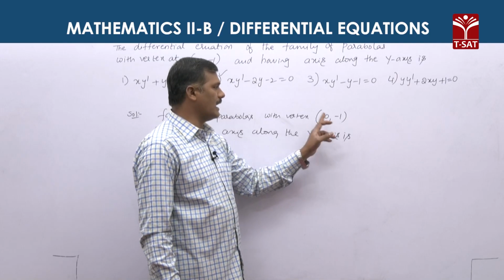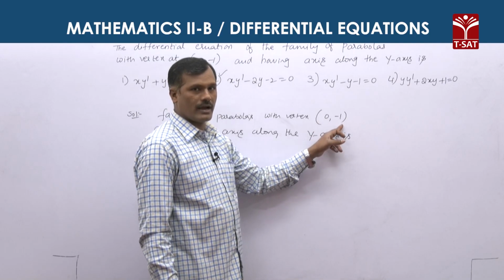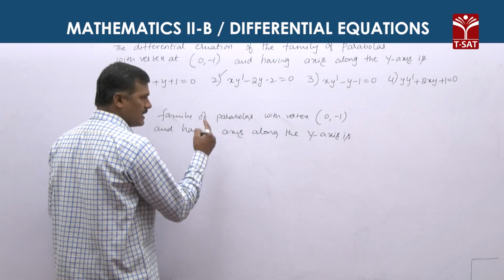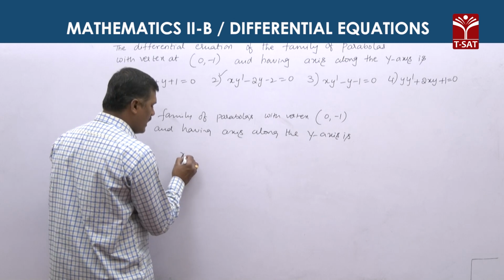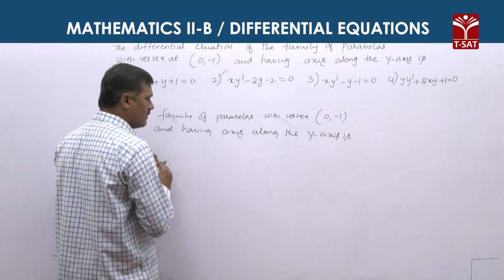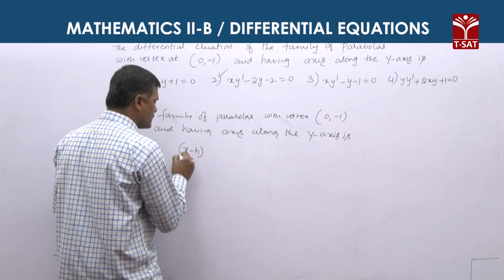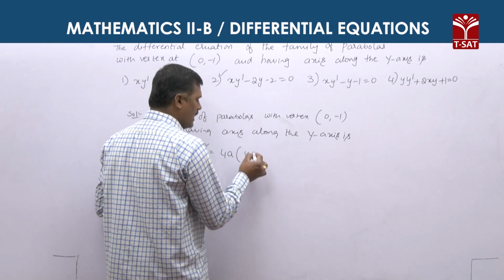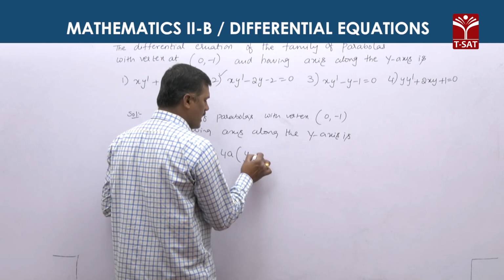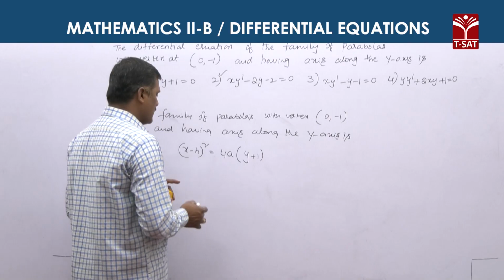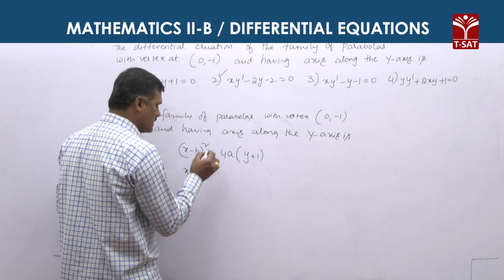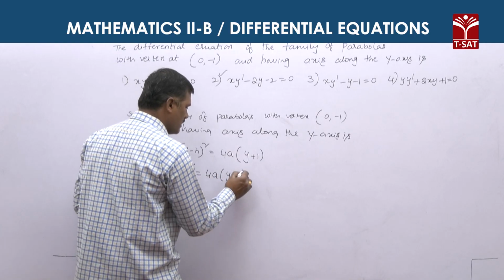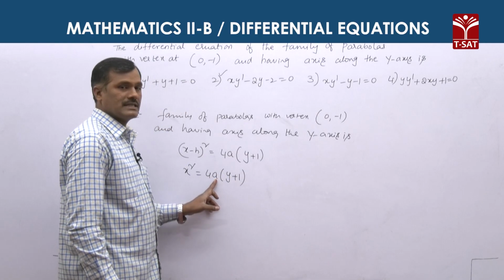But the vertex is given here. The vertex is generally denoted as (h, k). h is 0 here, k is minus 1. The parabola equation becomes (x minus h) whole square equals 4a into (y minus k). Y minus k here is y minus of minus 1, that is y plus 1. The equation becomes x square is equal to 4a into (y plus 1). Here a is the parameter.